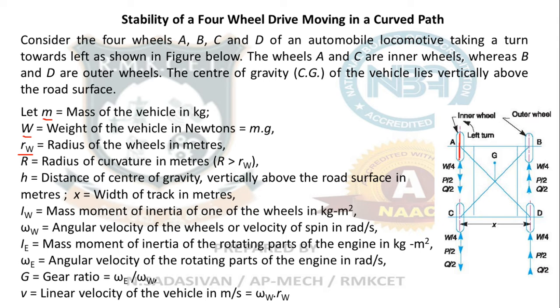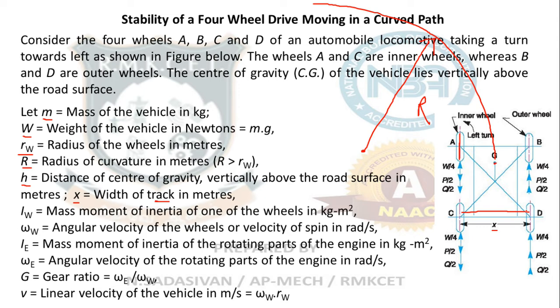Capital R is the radius of the path I am traveling. I am going to take a turn. What is the radius of this path? That is capital R. h is the distance of the center of gravity from the road surface. So at what height, let us say some 0.4 meter or 0.3 meter from the road surface, is your center of gravity lying, in meters. x is the width of the vehicle in meters. This is called the track here, meaning the width of this car, not the road.